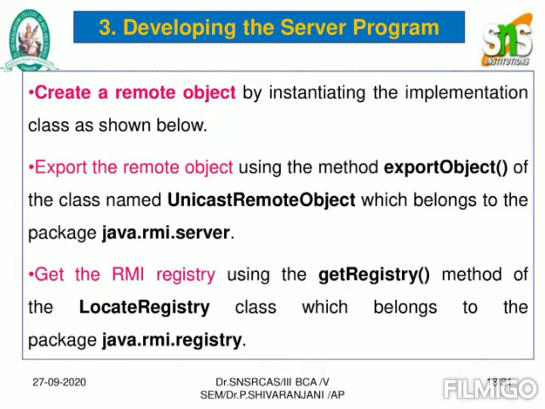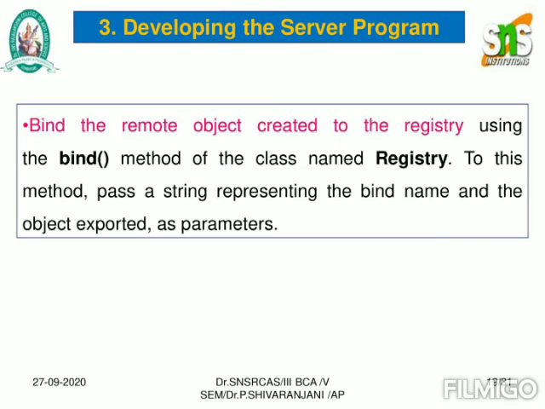java.rmi.server. And the second thing is you have to get an RMI registry by using the getRegistry method of the LocateRegistry class, which belongs to the package java.rmi.registry. The next thing you have to do in developing the server side is binding the remote object created to the registry using the bind method of the class named Registry. To do this, you have to pass the string representing the binding name and the exported object as parameters.